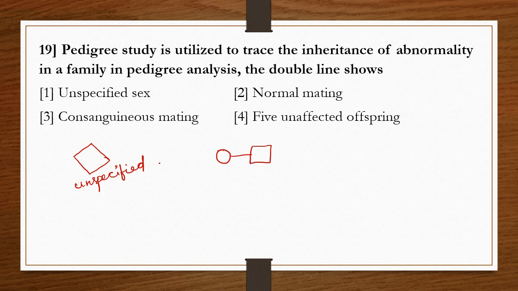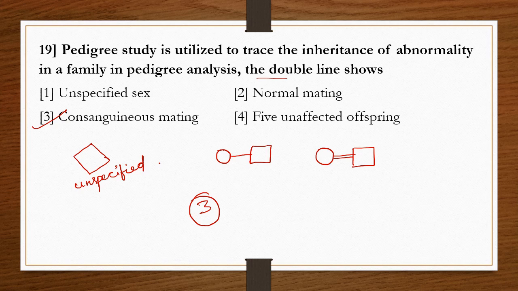And cousin mating or cousin marriage is marriage between closely related people. A single line indicates marriage, and marriage between relatives, closely related people, is represented with the double line. The question is, in pedigree analysis, the double line shows consanguineous mating. So option 3 is the correct option.